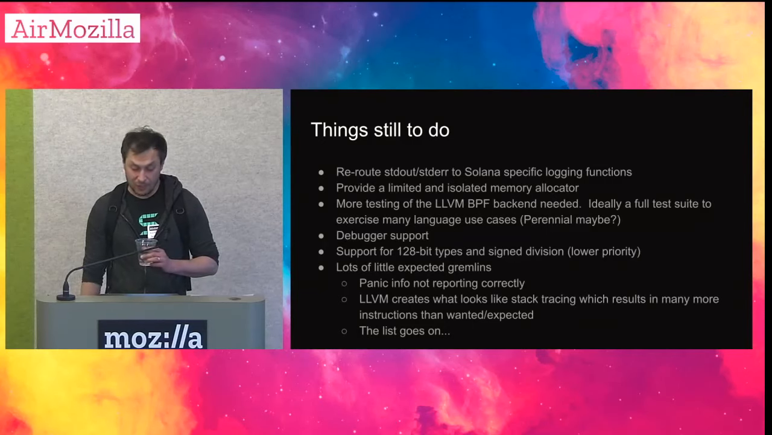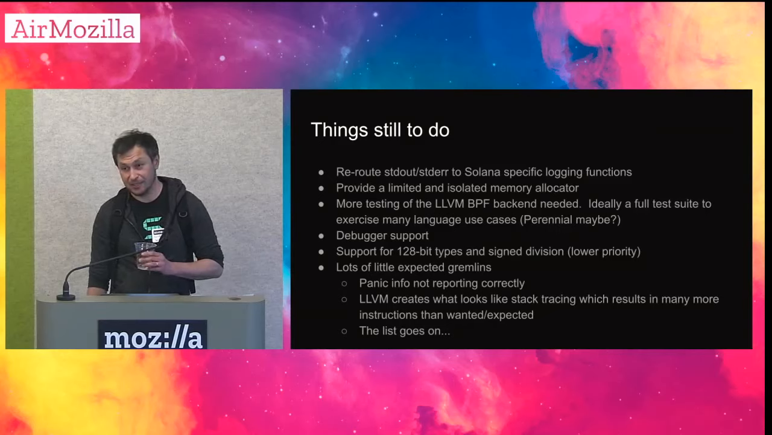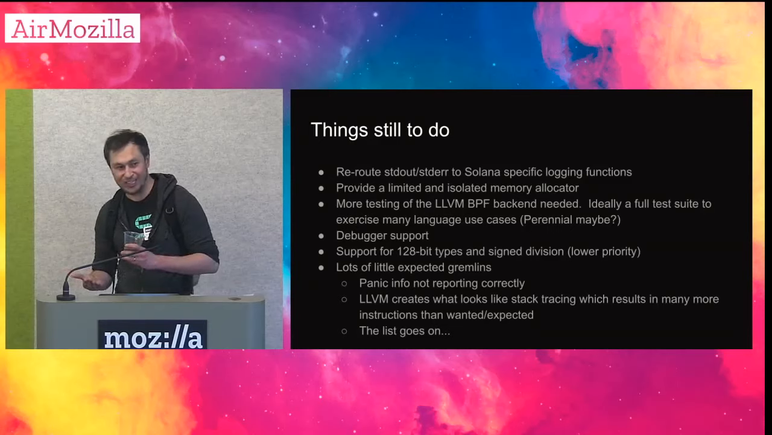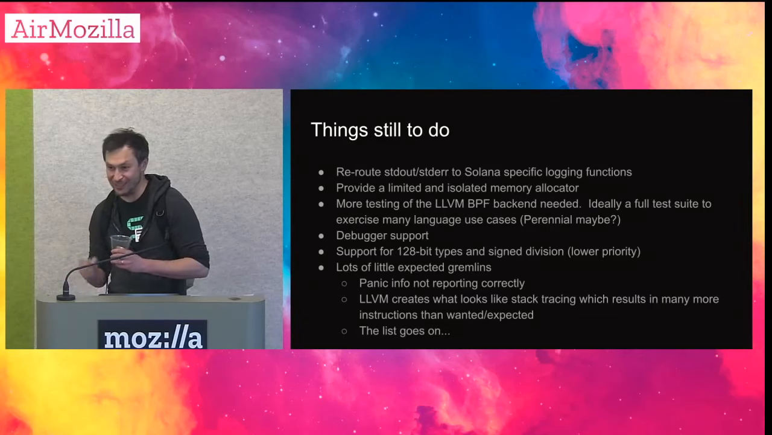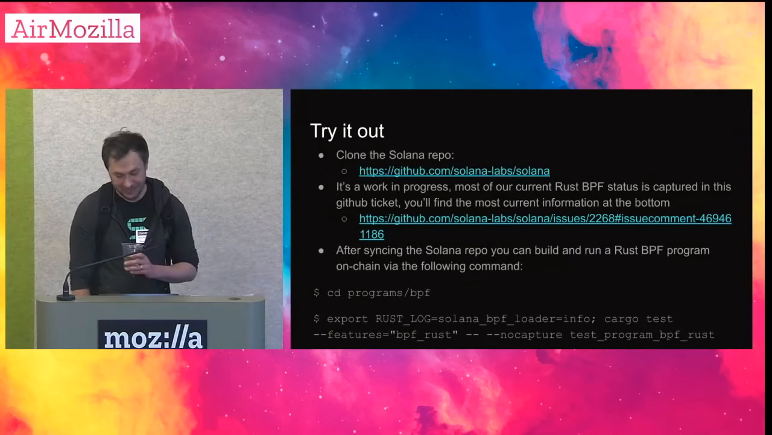There are tons of unexpected gremlins. Panic info is not reported correctly at all. LLVM is a beast. It'll generate code without errors, but when you look at the code, it's just random instructions in there, and it's impossible to really trace where the hell they came from. If you guys are LLVM experts, I'd love to talk to you.